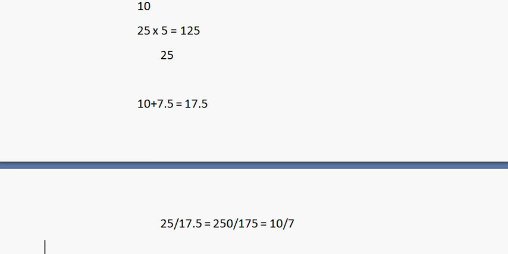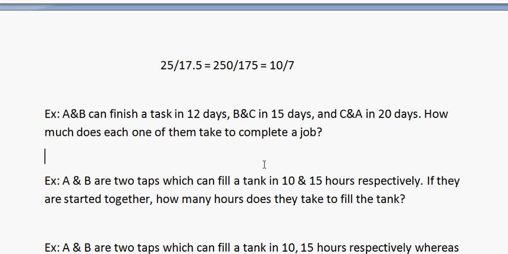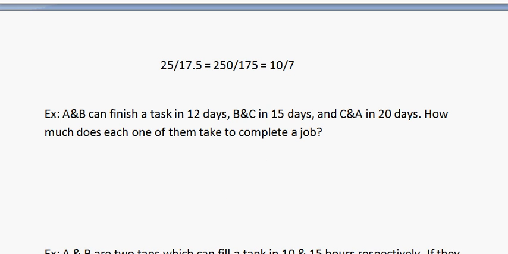Now next question. This is slightly different from what we have been doing till now, but nevertheless we can try this. So A and B can finish a task in 12 days, B and C in 15 days, C and A in 20 days. In how many days does each of them complete the task individually, right? So try and do this. You have 2 to 3 minutes for this question.